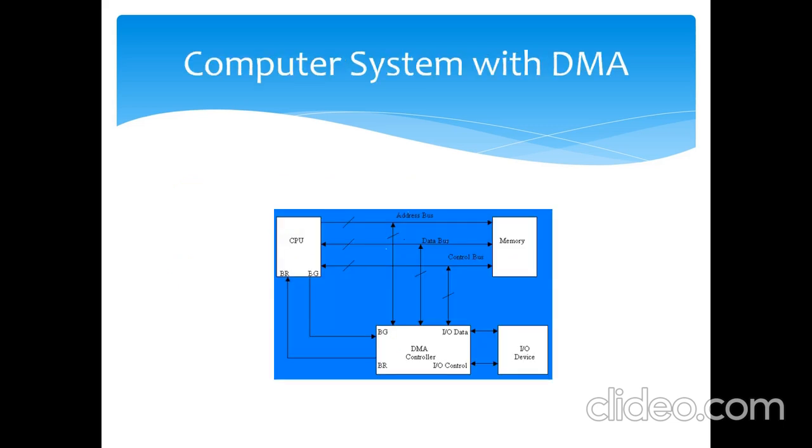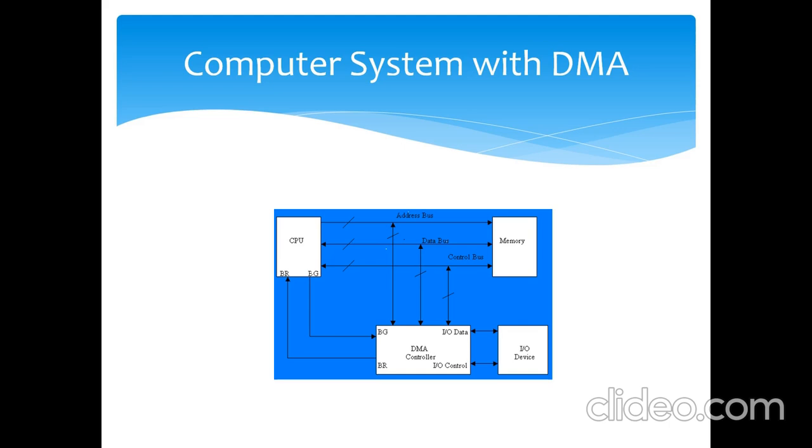This diagram shows a computer system with DMA. The DMA controller has bus grant, bus request, input and output data, and input and output control. There are three buses to transfer the data: address bus, data bus and control bus. The CPU transfers the address bus to the memory, and the data bus to the memory and vice versa. Likewise, the control bus transfers data from CPU to memory and memory to CPU.